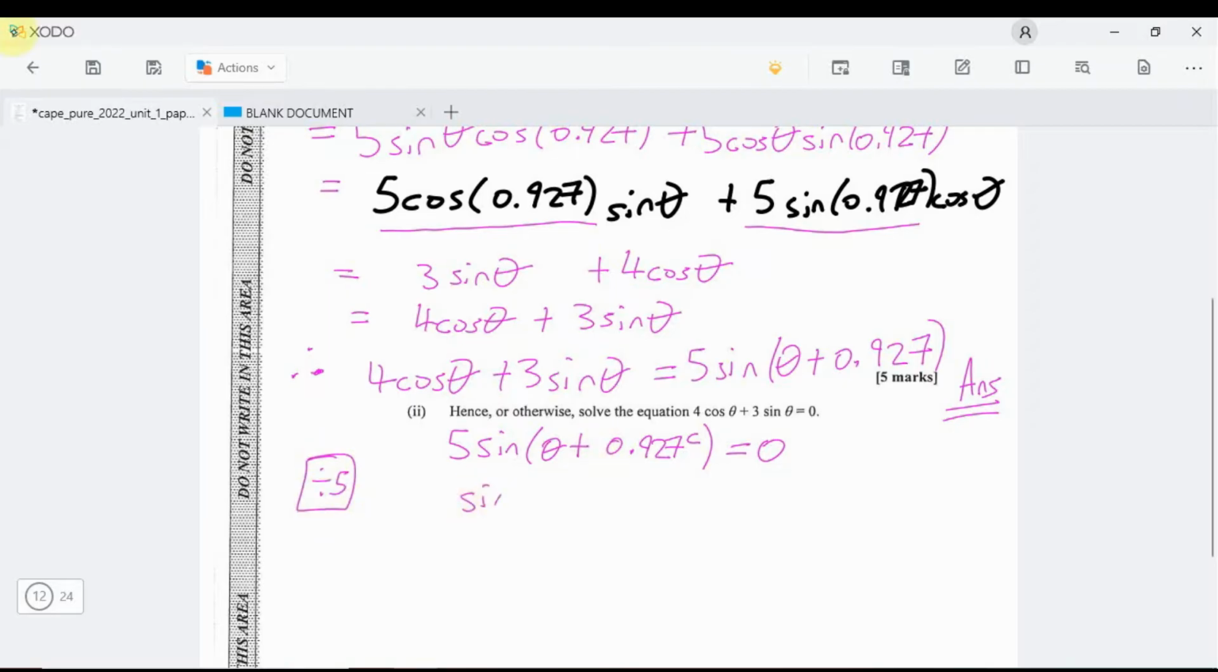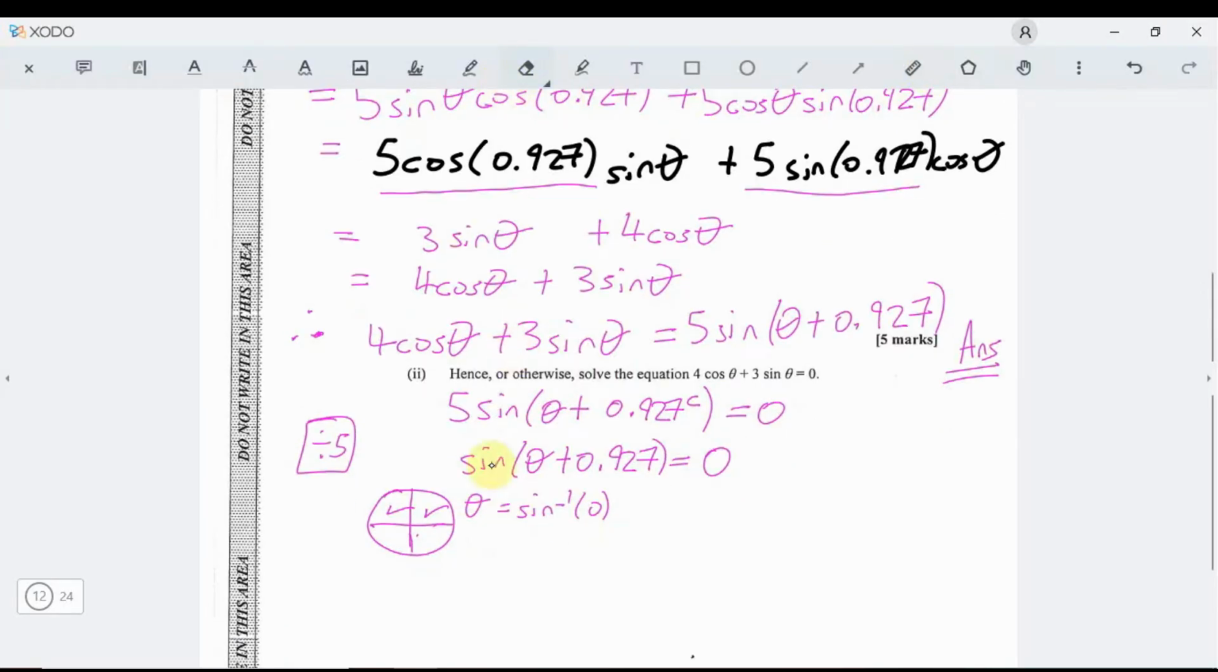That becomes sine of theta plus 0.927 equal to 0. So now we draw our circle, right? Draw our circle, and then where are we? Sine is positive. Well, 0 is not really positive or negative, so we're just in the first two quadrants. So in that case, the first quadrant answer would be sine inverse of 0. Well, actually, it's not theta by itself. The first quadrant answer, you take sine inverse of 0, which you'll get 0.